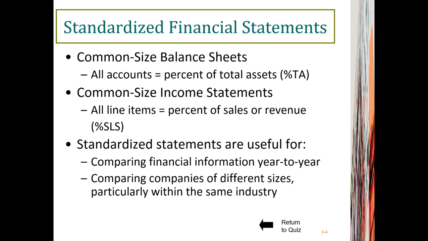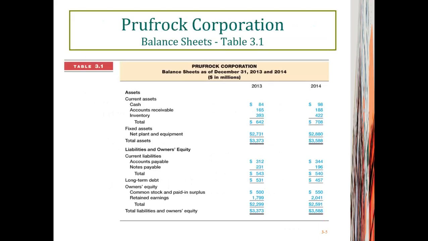And the standardized statements are very useful for us to compare financial information year to year, and also can facilitate comparison between companies with different sizes, particularly within the same industry. Now let's take a look at one example of a common size financial statement, and this is a balance sheet for a company called Prufrock Corporation. And as you see, there are 2 columns, one for year 2013 and one for year 2014. And this is the balance sheet published by the company at the end of year 2014.